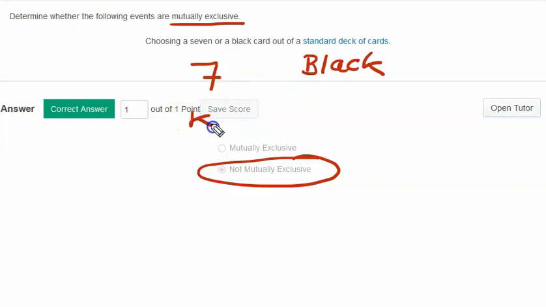Picking a king or a queen. These are mutually exclusive. Picking a diamond and a club. These would be mutually exclusive. Okay.